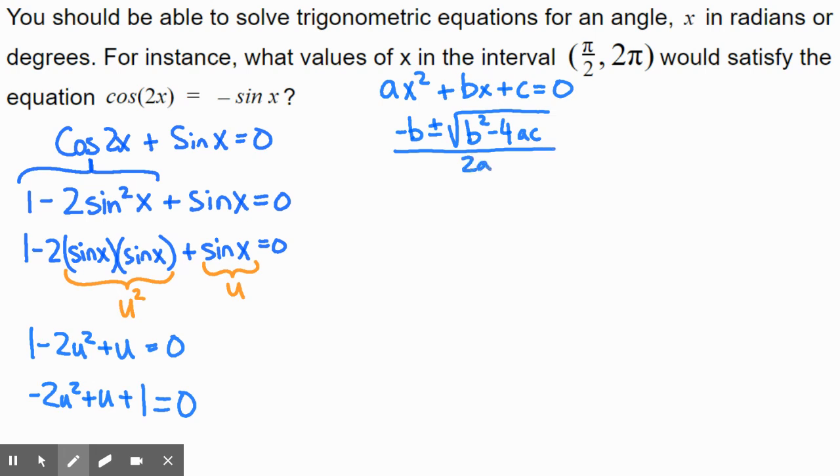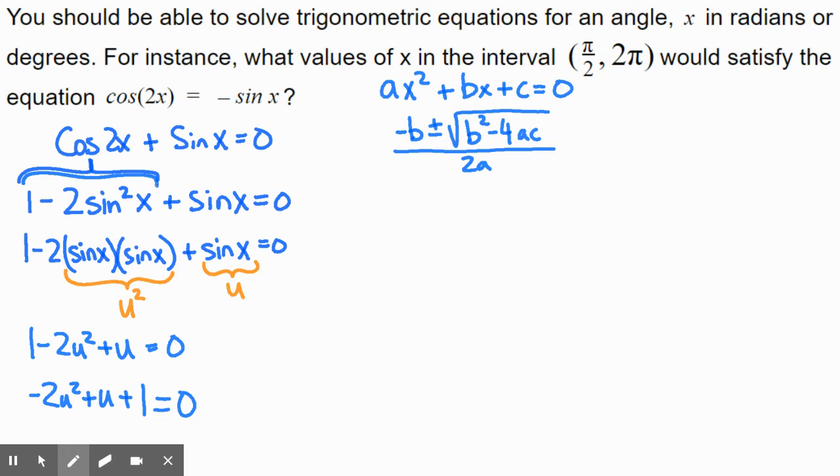And don't give up. Don't say, oh, forget it, I'm not going to bother with that one, because you've done the quadratic formula before. The only two things that are a little bit unusual here are recognizing that cosine 2x has an identity that you can use, and substituting a variable u for the value sine x. That's the only thing different. You can do this.